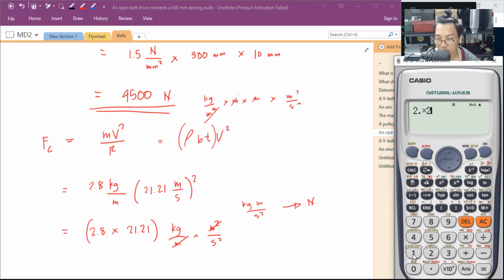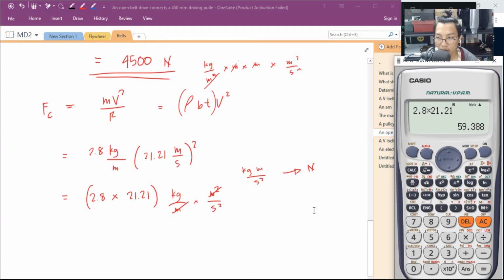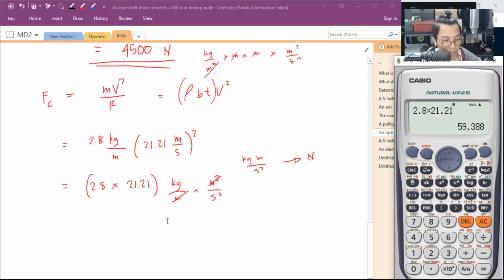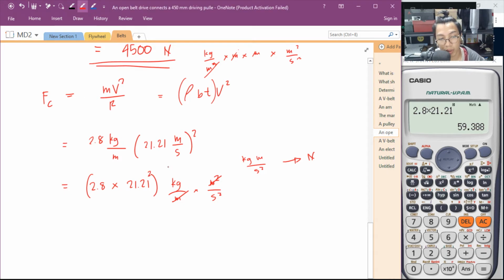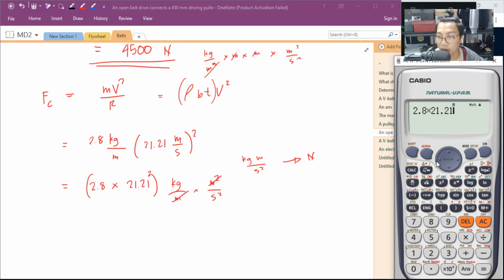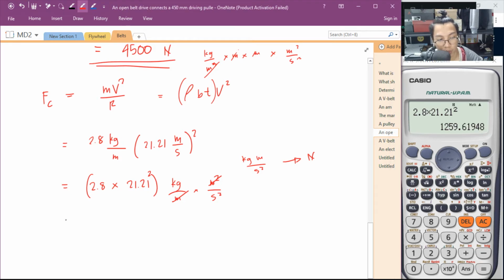2.8 times 21.21. That is 59. Oy, hindi ko na-square yun 21.21. Ayan. I-square ko dapat yung isa dyan. Dapat, ang answer is 1259.62 newtons. You have FC now.